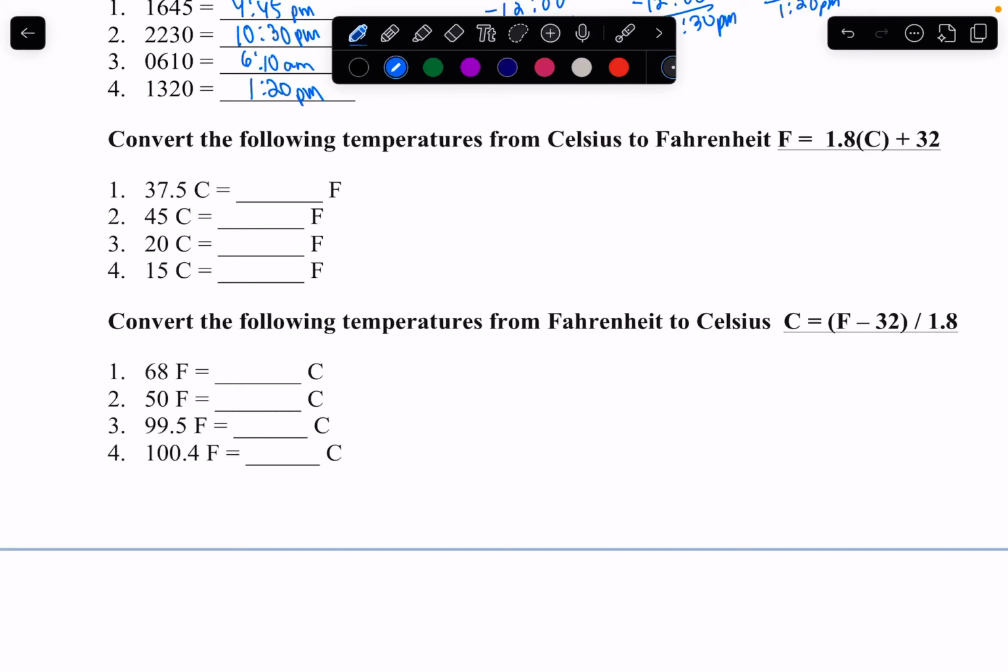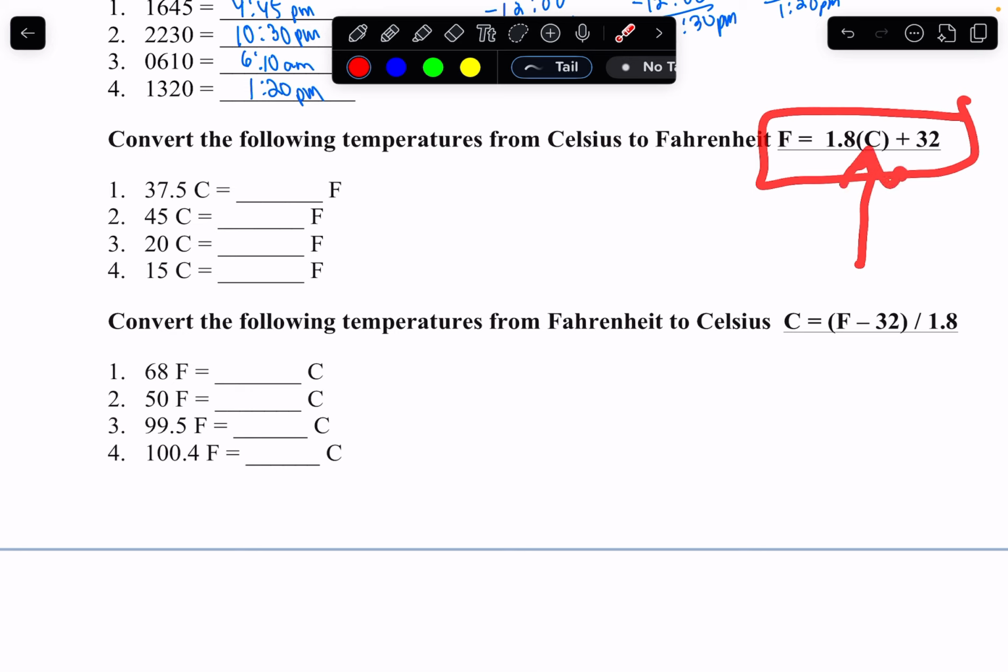In this video, we are going to convert back and forth between Celsius and Fahrenheit temperature. If we look at the formula to convert between Celsius and Fahrenheit, you'll notice we are going to use the Celsius and we are going to get out the Fahrenheit. So let's do these first four.